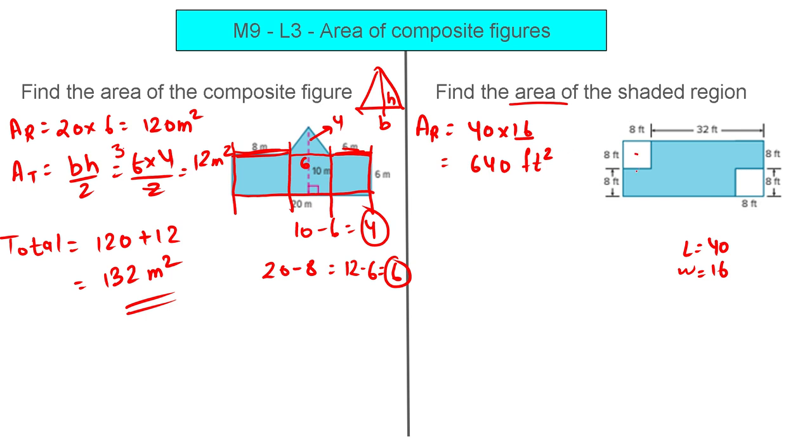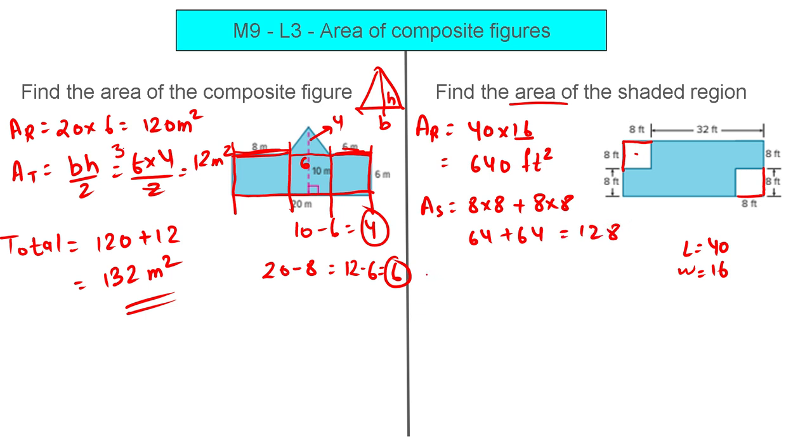For this white portion, this is a square if you check properly. See, 8 and 8. Here also 8 and 8. So how do we find the area of a square? Side multiply side, that is 8 multiply 8 for the first one plus 8 multiply 8 for the second one, that is 64 plus 64, which is 128.